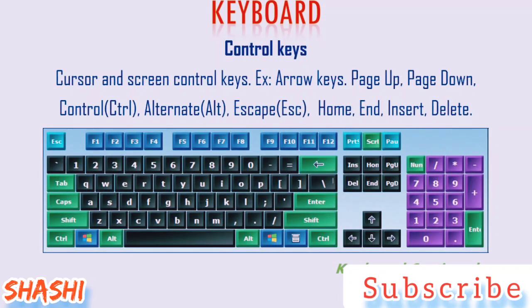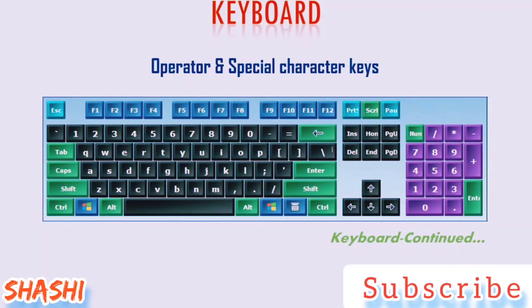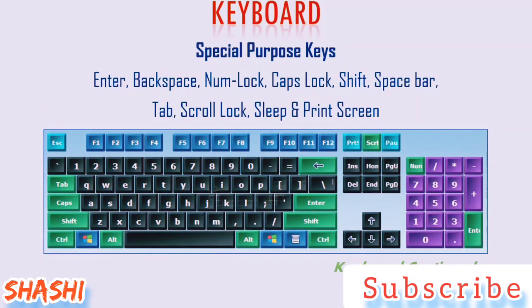Control keys. These are cursor and screen control keys. Examples: arrow keys, page up, page down, control, alternate, escape, home, end, insert, and delete. Operator and special character keys. Special purpose keys. Enter, backspace, numlock, caps lock, shift, space bar, tab, scroll lock, sleep, and print screen.